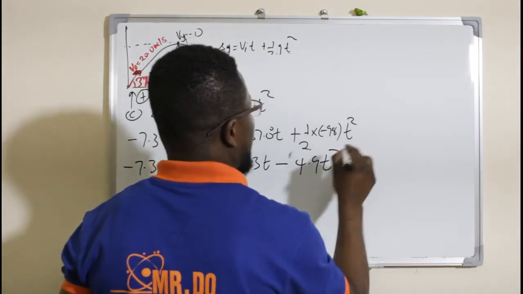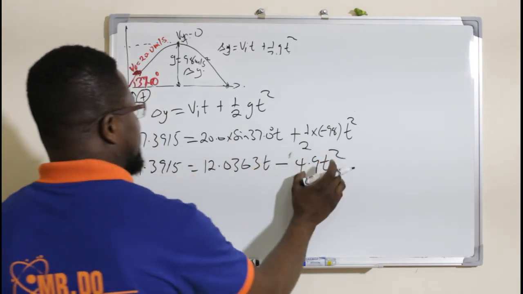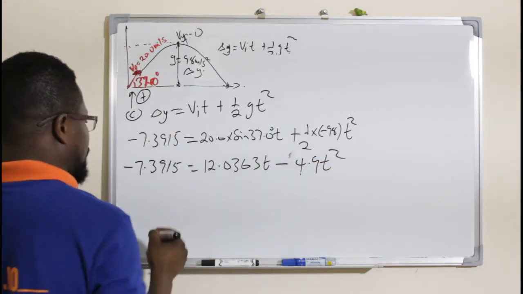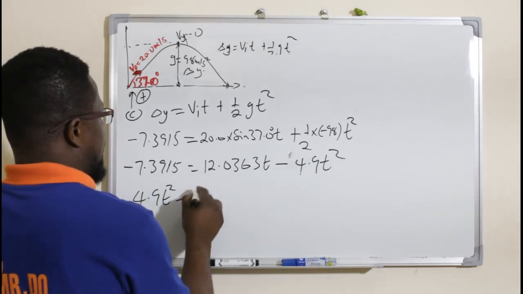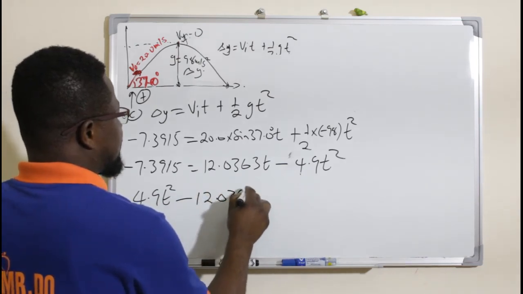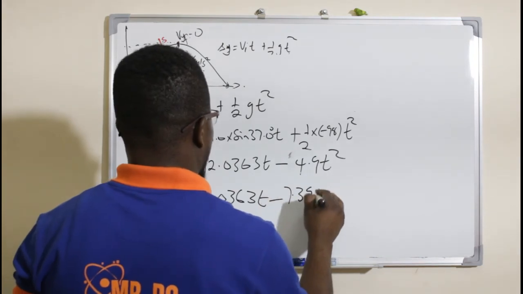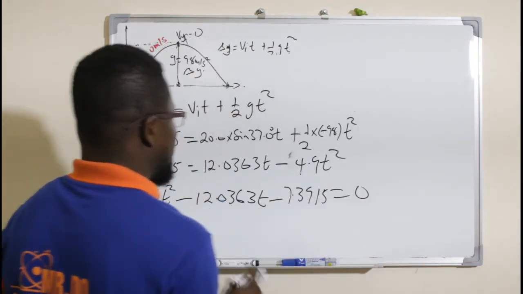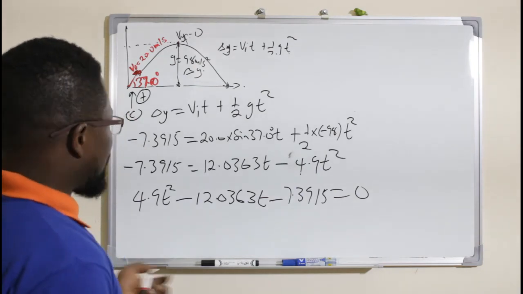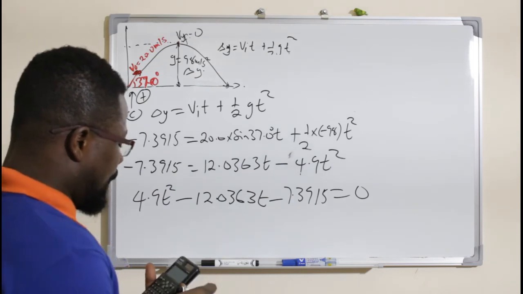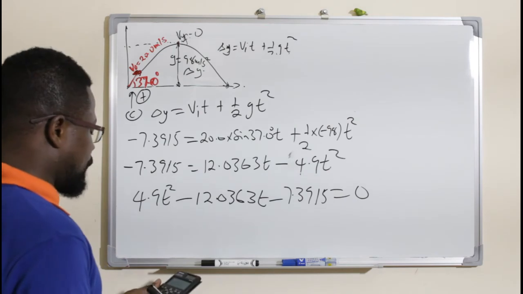4.9 t squared. And I would transpose everything to this side because I want the t squared term to become positive. So I will have 4.9 t squared minus 12.0363 t, and then minus 7.3915 equals 0. This is a quadratic again, and we can make use of the quadratic formula, or you make use of your calculator and solve for that. I'm going to use the calculator to find my answer straightforwardly from here.